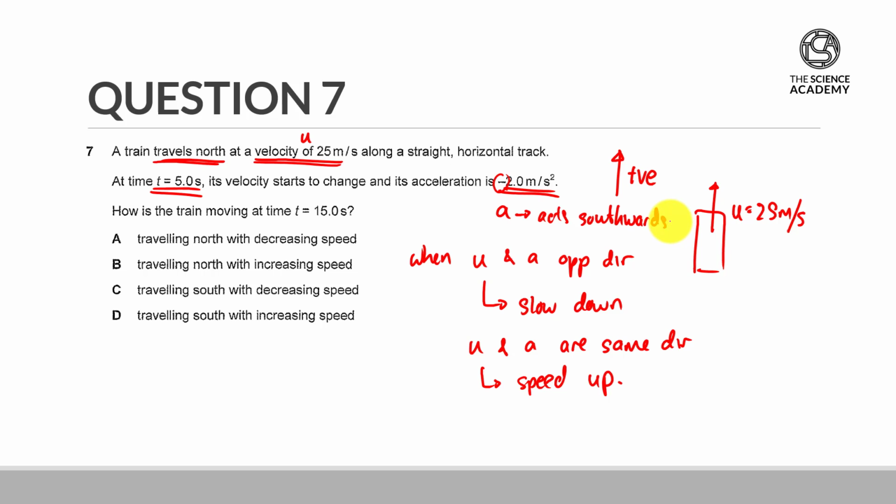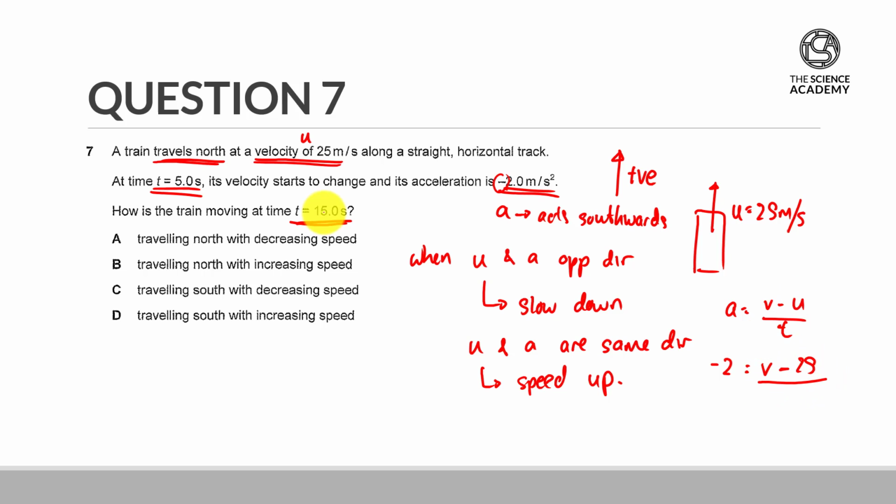Now, the question then asks us, how is the train moving at time t equals 15 seconds? So, in this case, we need to call out our acceleration formula. a is equal to v minus u over t. We are told that a is going to be minus 2, and then we simply blindly sub in the formulas. We have u, which is 25, and t.